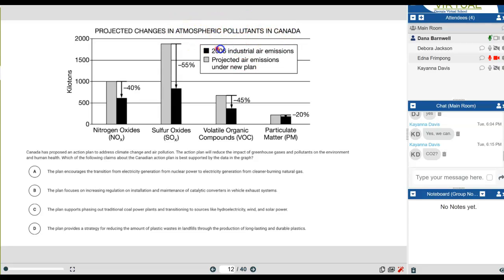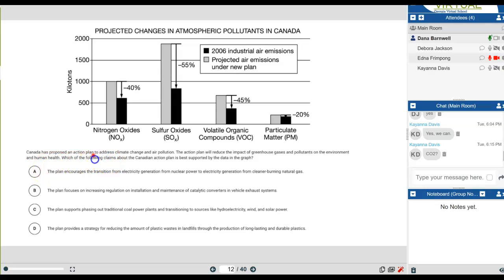Okay, and so you have both the 2006 industrial air emissions, and then what the projected air emissions are going to be under the new plan. Okay, and so in this particular question, it says that Canada has proposed an action to address climate change and air pollution, and the action will reduce the impact of greenhouse gases and pollutants on the environment and human health. Which of the following claims?